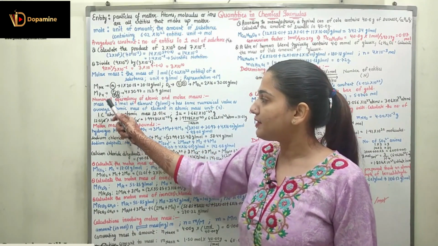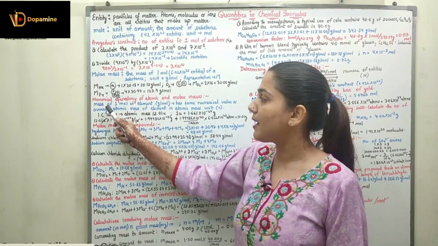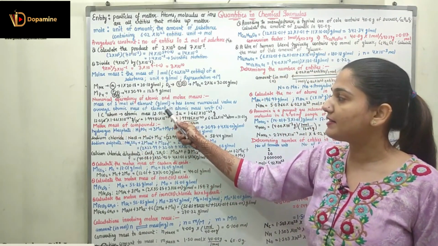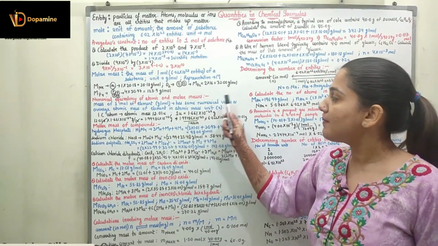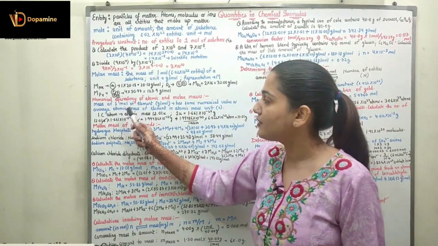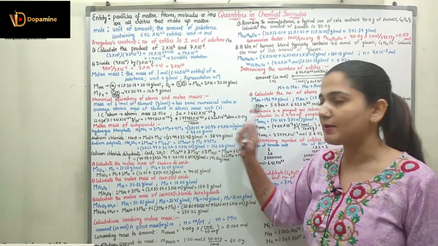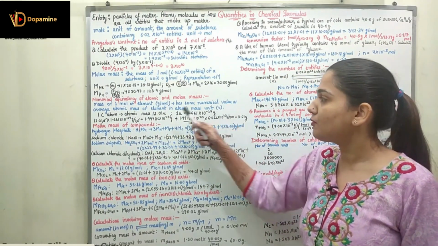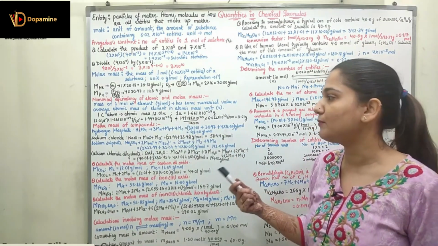Now I can read the statement again and you can understand it. The mass of 1 mole of an element in gram per mole has the same numerical value as the average atomic mass of the element in atomic mass unit. We started from U and derived how it is equal to gram per mole.